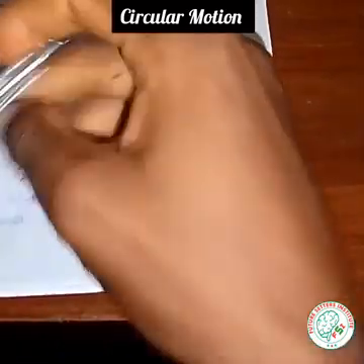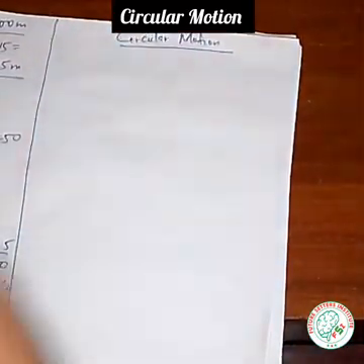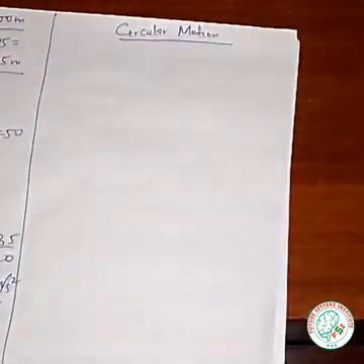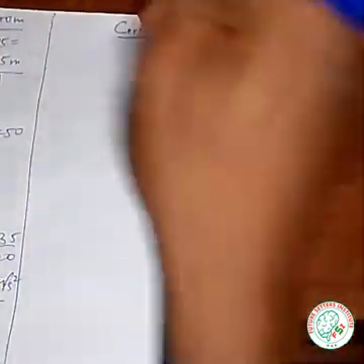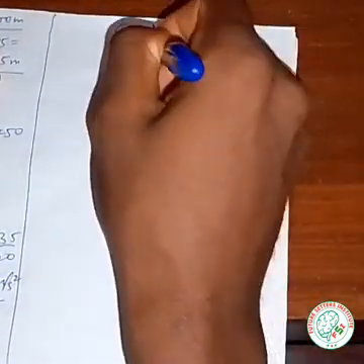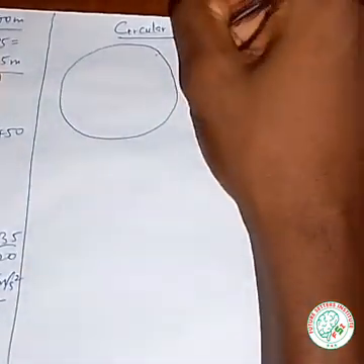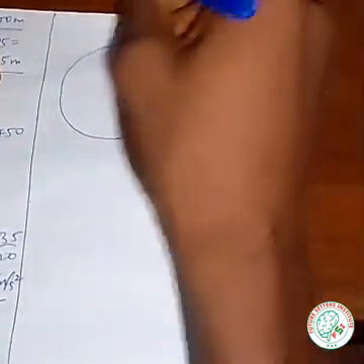Now, I'm going to be entering the topic circular motion. Like I said before, we have different types of motion: circular, random, oscillatory, linear, and all that. Let our focus just be on circular motion. Under circular motion, we are just talking about motion around an orbit.